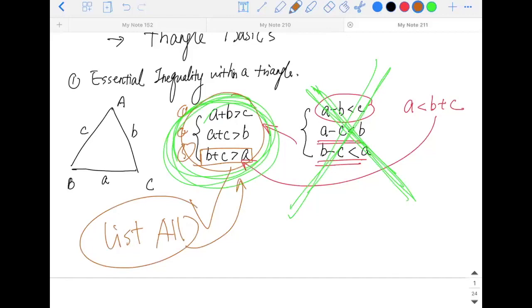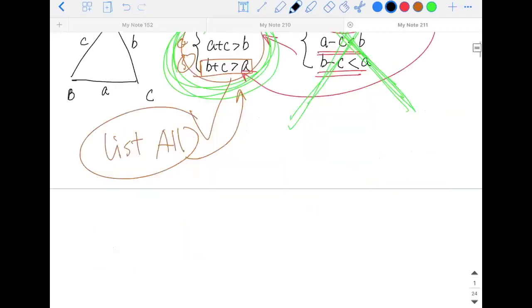Because as long as we get to the AMC problems, you're going to find out sometimes it is always easier to list them out right away rather than doing any analysis. Okay, this is my first topic I want to talk to you guys about, the essential inequalities in a triangle.